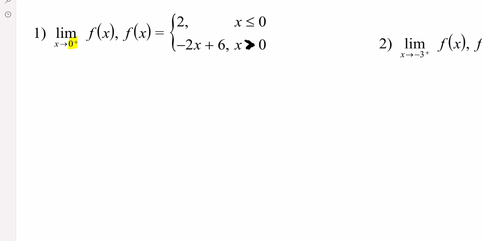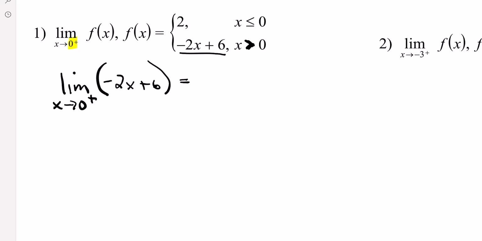So this is the work that you would show. You'd show the limit as x approaches 0 from the right. And notice this is a piecewise function. The only piece of the function that we're going to use is to the right of 0. And now when you substitute on ones that are this simple, you don't have to rewrite it. Negative 2 times 0 is 0. 0 plus 6 is 6. And you're done.